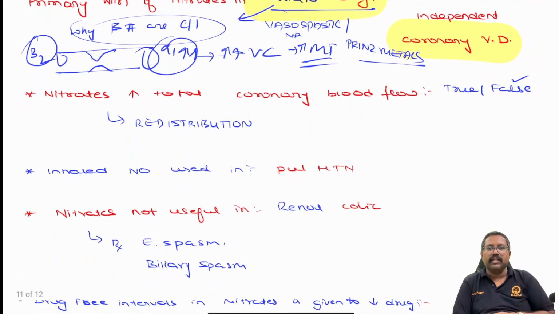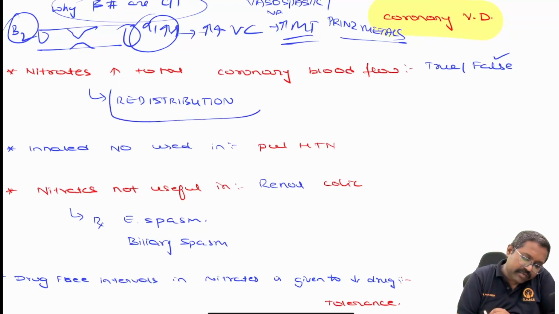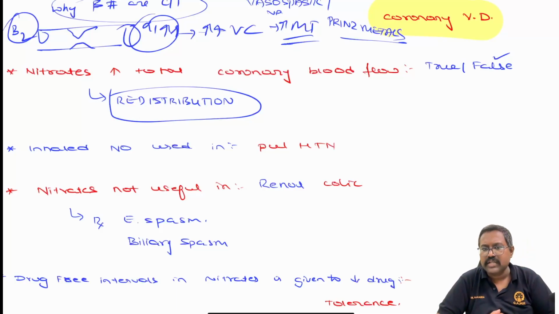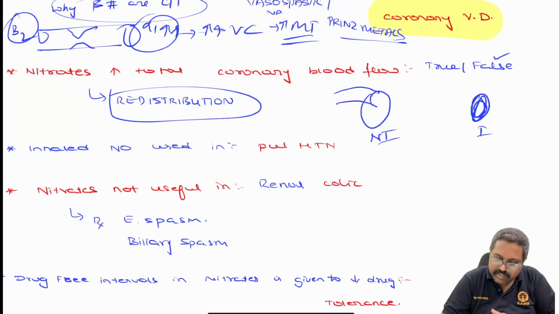What do nitrates do to the coronary blood flow? Please remember, nitrates do not increase the total coronary blood flow. Basically, they cause redistribution of the blood. For example, if this is the non-ischemic area and this is the ischemic area, whatever blood was going to the non-ischemic area will be diverted into the ischemic area. That is the redistribution.